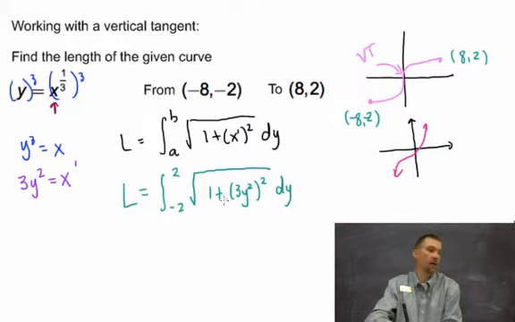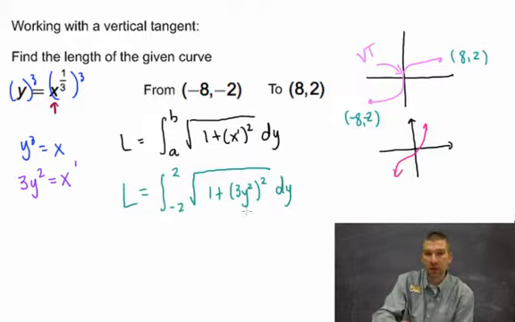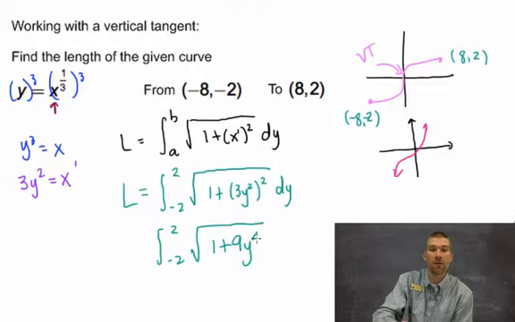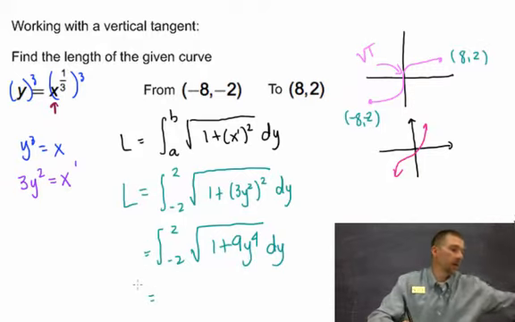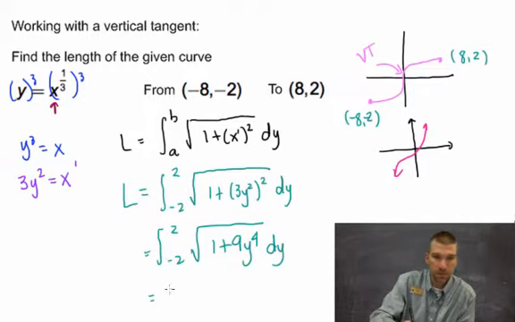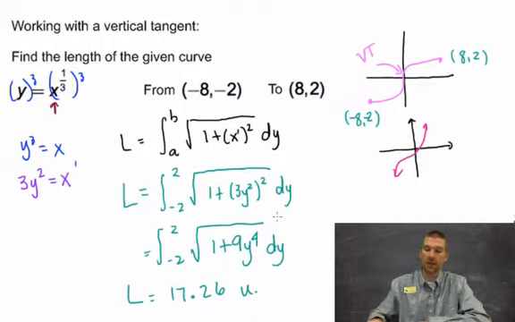And I don't have a problem if you want to go ahead and punch this in on your calculator. If you want to simplify the radical a little bit, you can do that as well. So it's going to be -2 to 2 of the radical 1 plus 9y squared, or 9y to the 4th, dy. And when you punch this into your calculator, you can still punch in with x's. So that doesn't make a difference whether you do that or not, okay? And what I got on my calculator is, when I punch it in, I get that the length of my curve is 17.26 units.